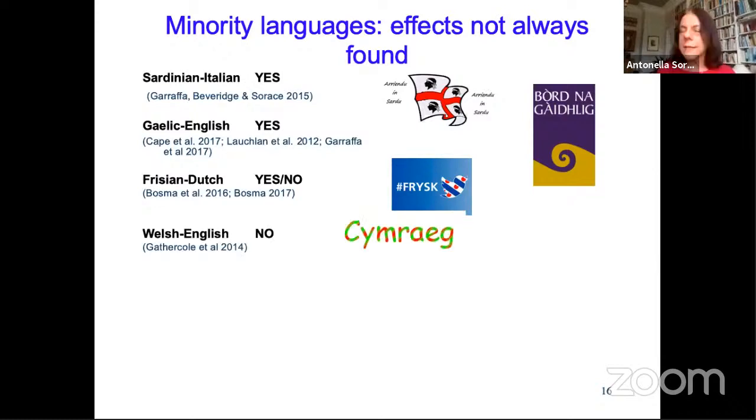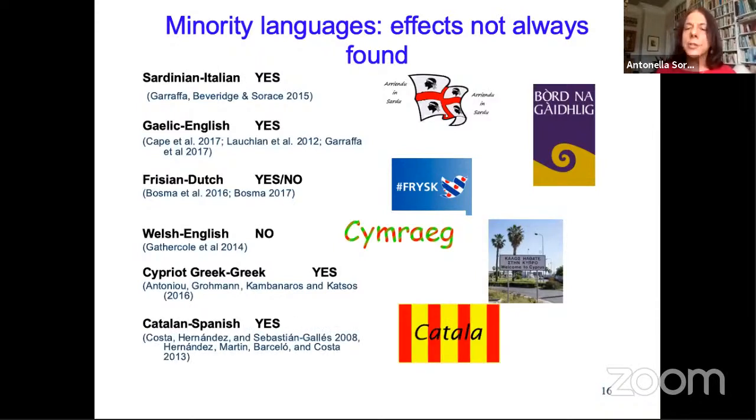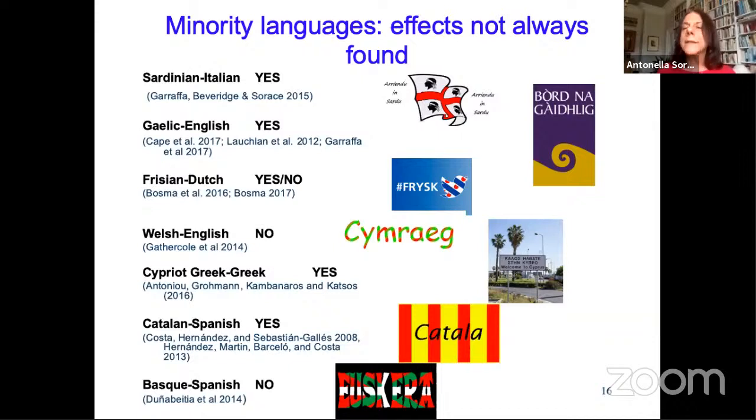Welsh English, the effects have not been found. Cypriot Greek and Greek, the effects have been found. Catalan Spanish, the effects have been found. Basque Spanish, the effects have not been found. So again, we're not talking about exactly the same measurements, but we're talking about a focus on similar effects from being bilingual on general cognition.